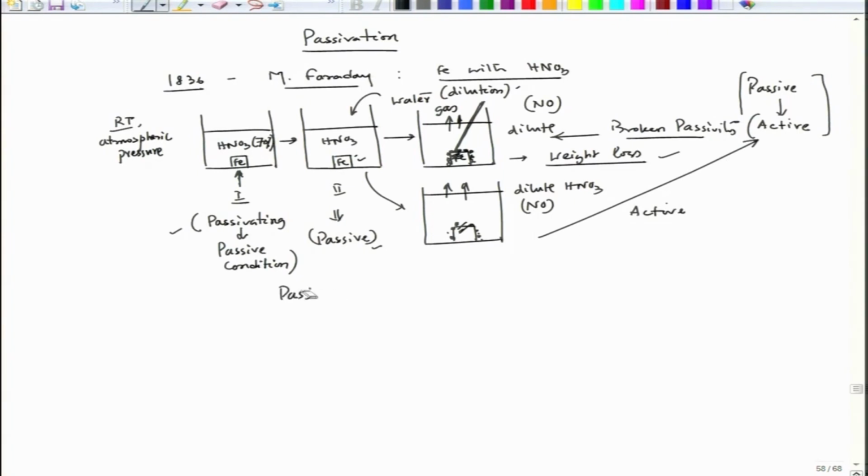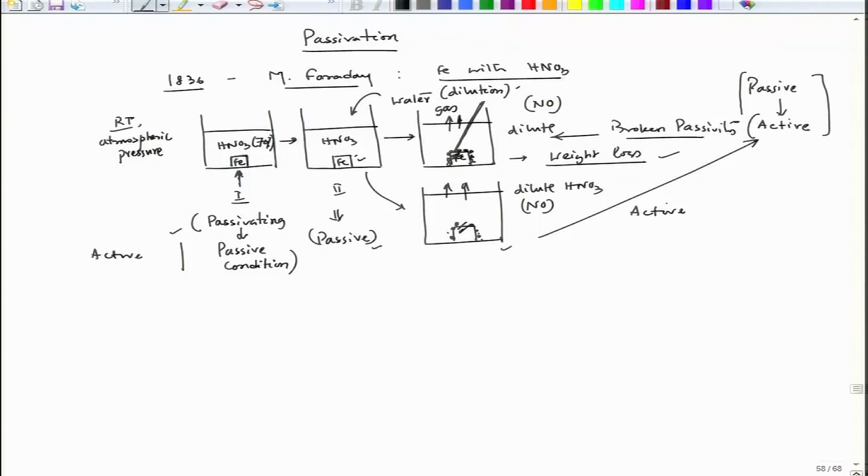Another interesting part is that when fresh iron metal was first introduced into the concentrated HNO3, it passivated. If instead you introduce it into dilute HNO3, you will see that bubbles are forming, so it is not passivating, and the weight loss will be consistent and substantial. That condition is of course an active stage. So, we are getting active to passive, passive is maintained, and at the same time, because of the surface disturbance, it becomes active again from the passive state.